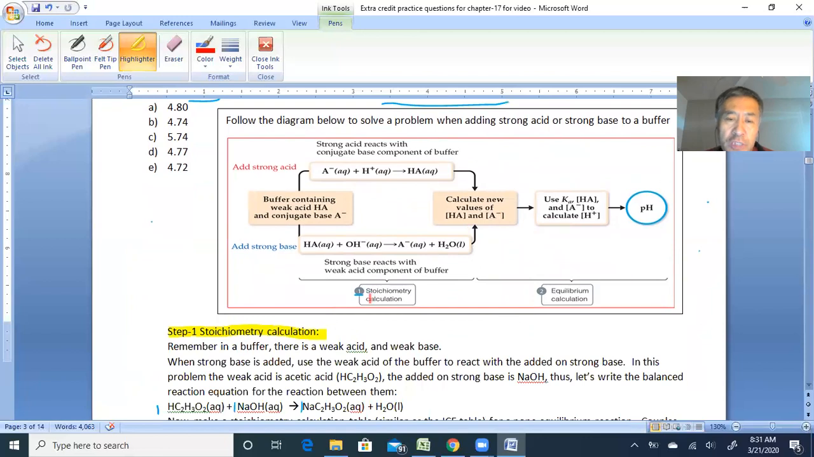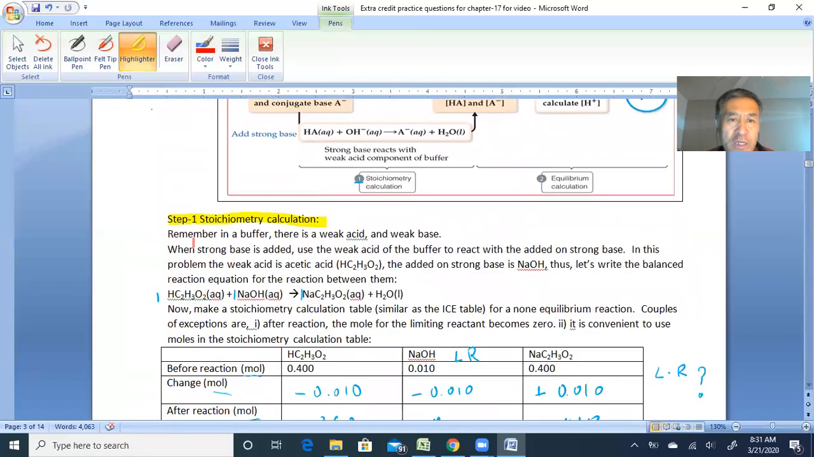So these are the two typical stages. First, the stoichiometry calculation in this circle here, which depends on what we add. You use either this equation or this equation to calculate the new value of the acid and the base. Once you get the new value of acid and base, you can calculate the pH by using an IC table or the Henderson-Hasselbalch equation. Okay, so let's do step one, the stoichiometry calculation.